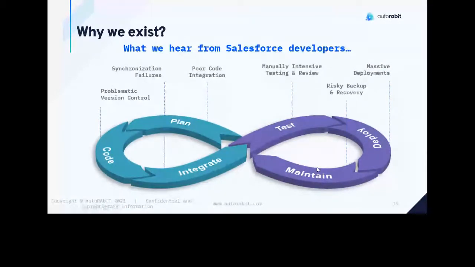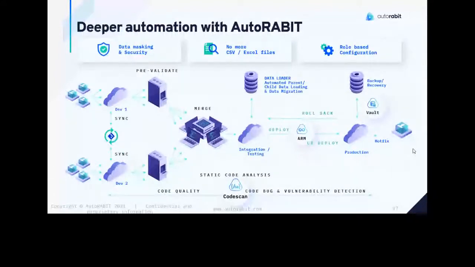terms of the challenges they face, starting from poor code integrations to problematic version controls to synchronization failures to manual intensive testing and review to massive deployments, risky backup and recovery, right? And as and when you keep walking in this life cycle again and again in this infinity loop, you get into more and more complexity, right? As the amount of data increases, you get into more and more complexity with all these problems. And that's why we exist, and that's why we bring in the deeper automation with AutoRABIT, right?